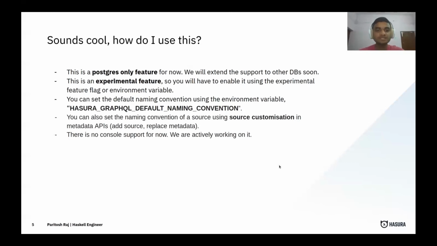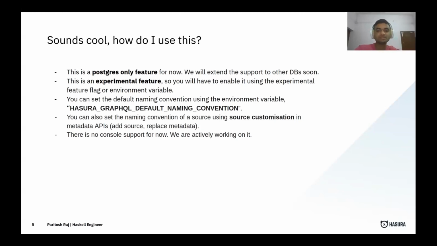So how can we use this feature? This is a Postgres only feature. So if you have Postgres tables, then only you can use this. But we are going to extend the support to other databases soon. And the second thing is this is an experimental feature. So if you want to use it, you have to enable the feature first using the experimental feature flag or the environment variable. And you can use this naming convention by setting the default naming convention or setting the per source customization.